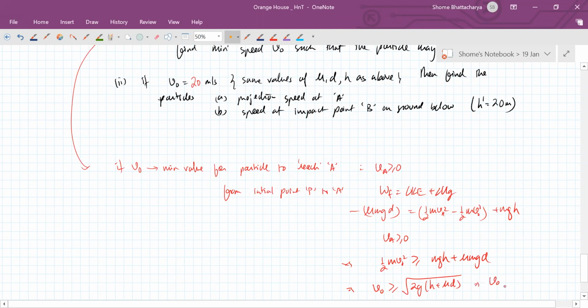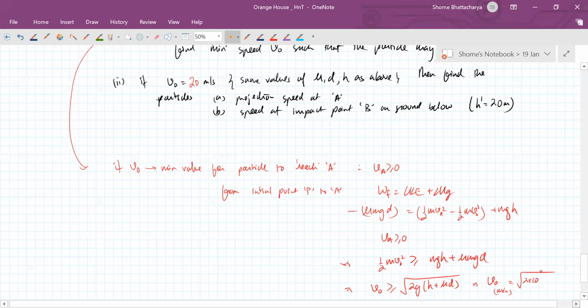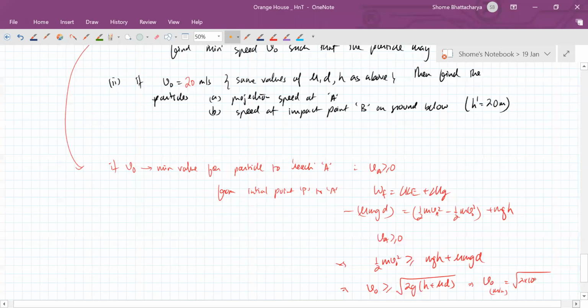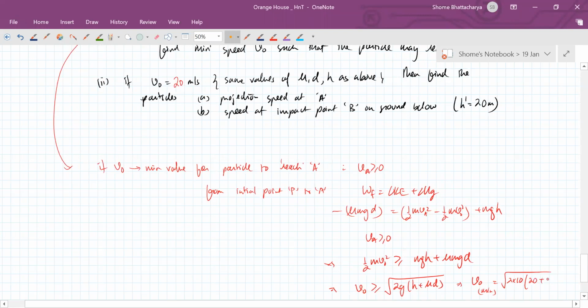So the minimum value of v naught should be equal to square root of 2g into (h, which is 20, plus mu d, which is 2).